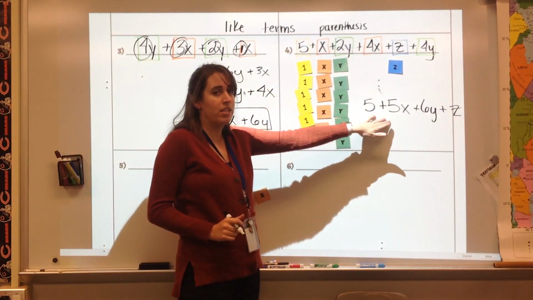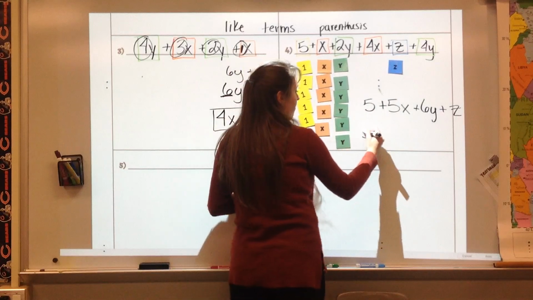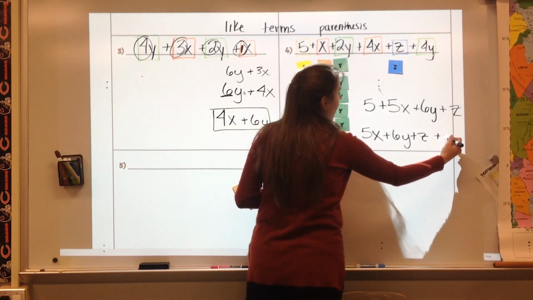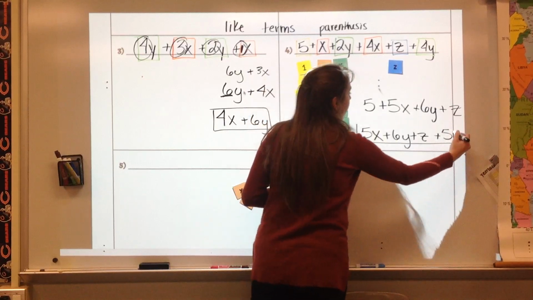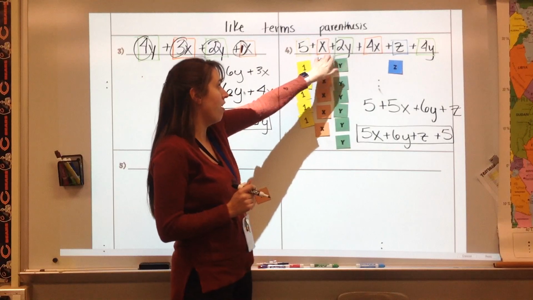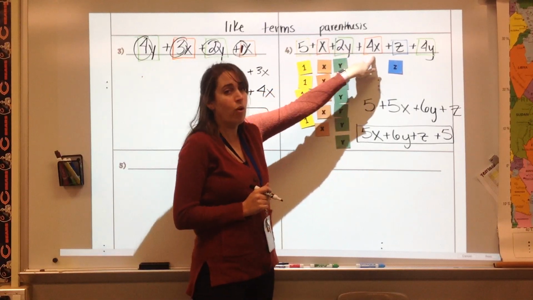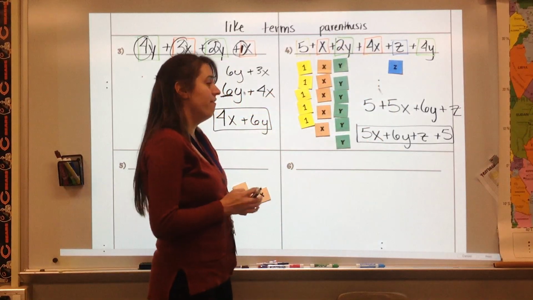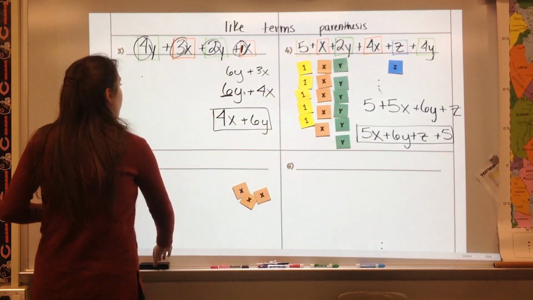Again, if you write it this way, it's fine. Generally, we do it alphabetically, so 5x plus 6y plus z, and we do our constant at the end. But both of them are correct, okay? And again, don't make the mistake with your x's. We have an x and we have 4x. That doesn't equal 4x. That's 1x plus 4x, which means 5x. Okay?